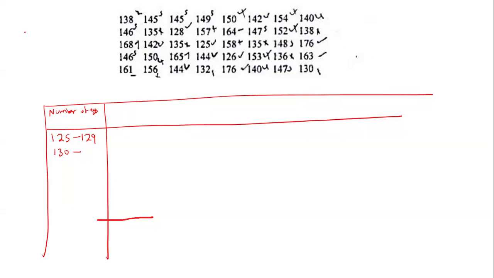Okay, first give us 125 to 129. What is your class interval? I think it is 4. How did you get 4? I subtracted 129 minus 125.